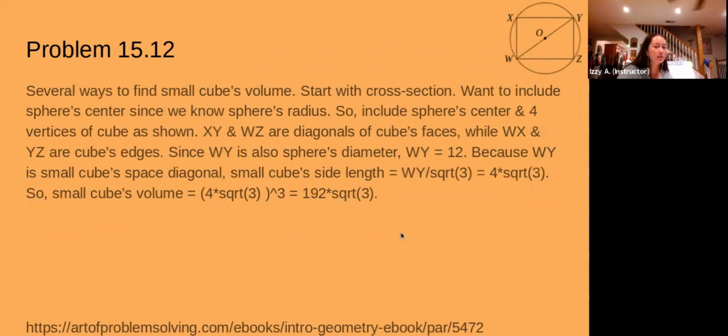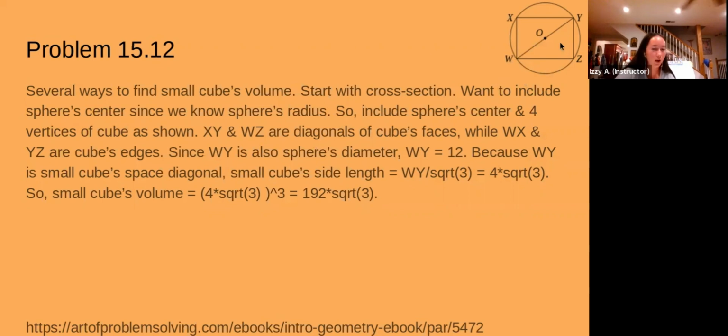Okay, there are several ways to find the smaller cube's volume, so we can start with the cross-section. We want to include the sphere center since we know the sphere's radius, so we include the sphere center and 4 vertices of the cube as shown. XY and YZ are going to be diagonals of the cube's faces, while WX and YZ are the cube's edges. And since WY is also the sphere's diameter, WY is going to be equal to 12.